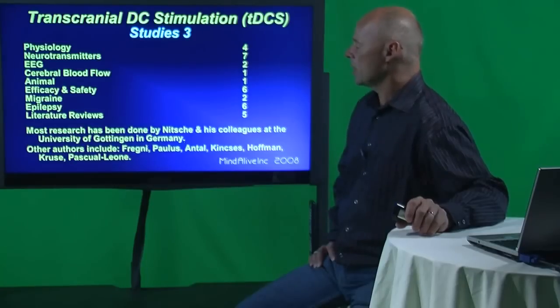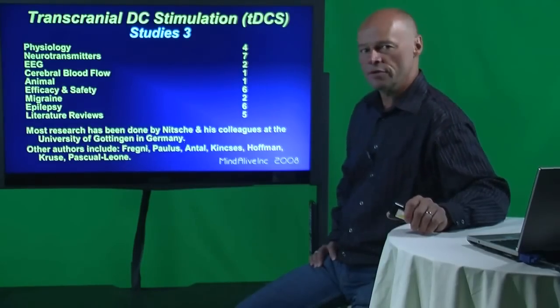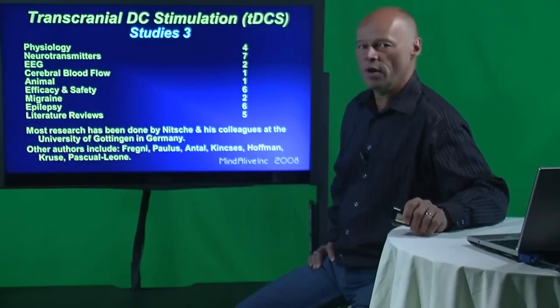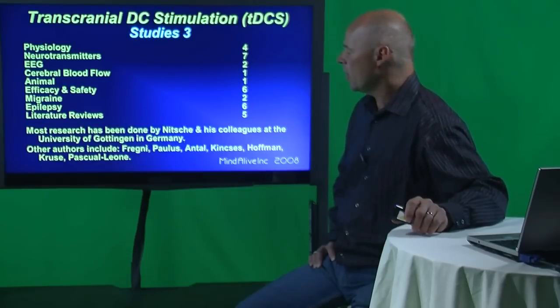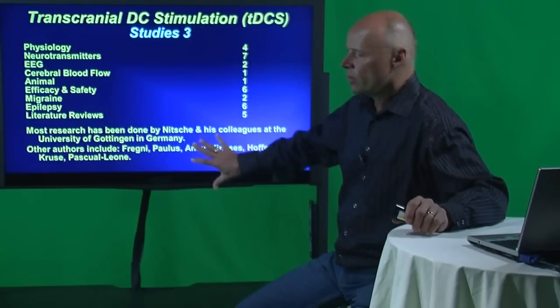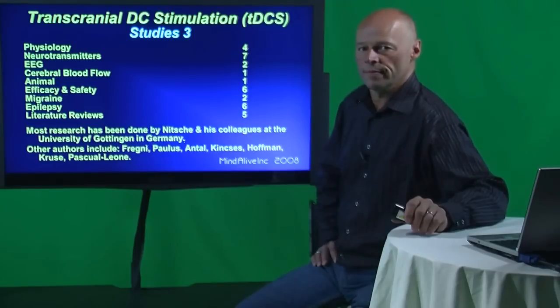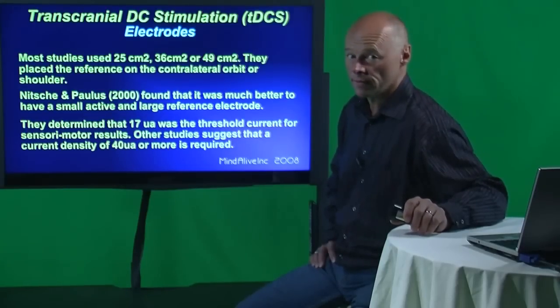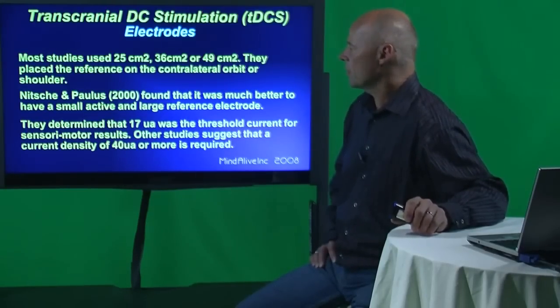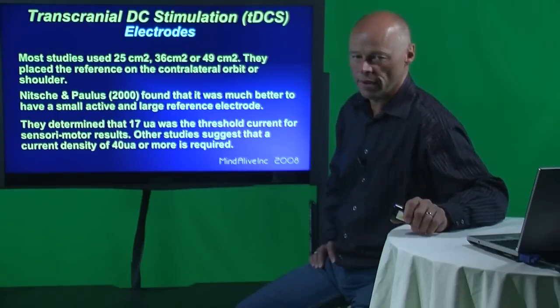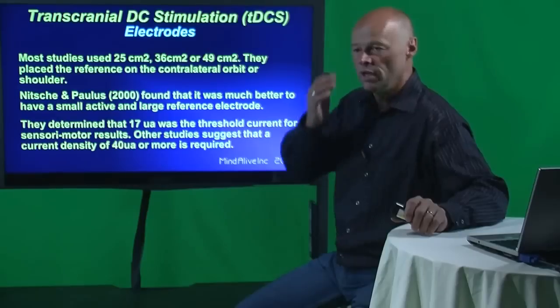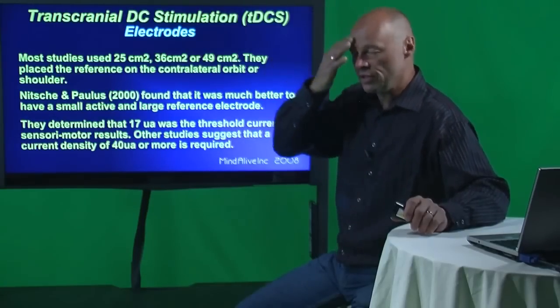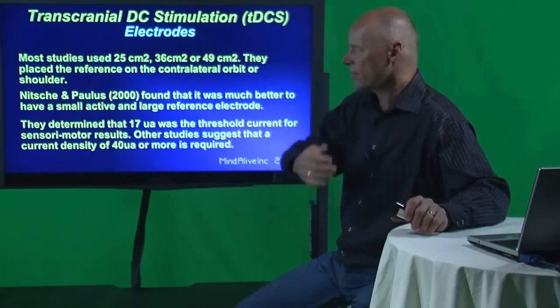Most research has been done by Nitsche and his colleagues at the University of Göttingen in Germany. Other authors, however, include Fregni, Paulus, Antal, Kincses, Hoffman, Cruz, Pascual-Leone. More of these are involved with Harvard College. Most studies use 25 square centimeter, 36 or 49 square centimeter electrodes. They place their reference on the contralateral orbit or shoulder, and most involve strictly the contralateral orbit just above the eye on the opposite side of the brain from where the stimulating electrode is.